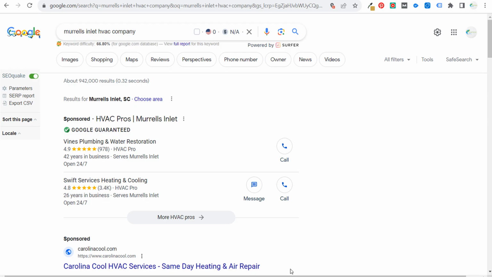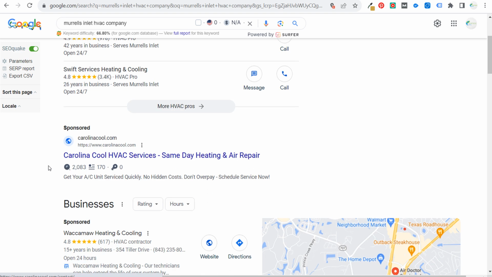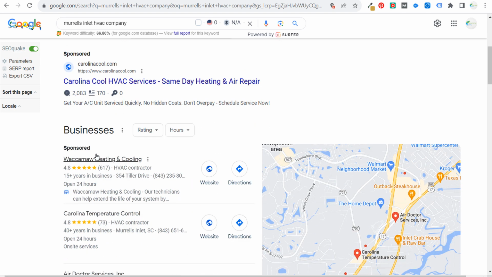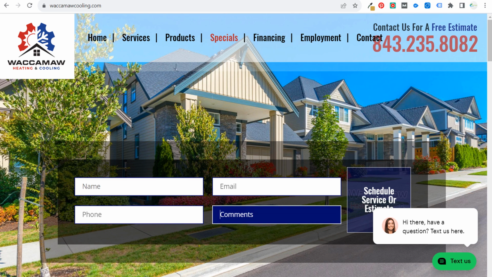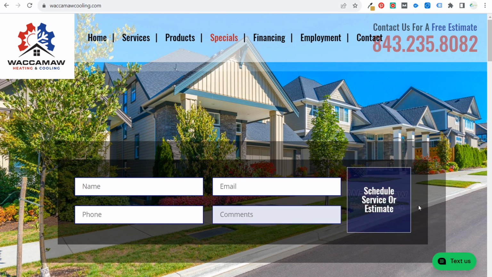Now, if we come over here and look at a quick example. If I'm looking for an HVAC company where I live, if I search Murrells Inlet HVAC company, I come down here, there's a sponsored ad, Carolina Cool, Waccamaw Heating and Cooling. So I end up clicking on Waccamaw Heating and Cooling. It opens up their website right here. They have a form right when you get on their website: name, email, phone, comments, schedule, service, or estimate. Okay, so that's one way that I can contact them. I can call this phone number right up here at the top. I can text them. So there are 3 different options right on their website for how I can actually contact them.